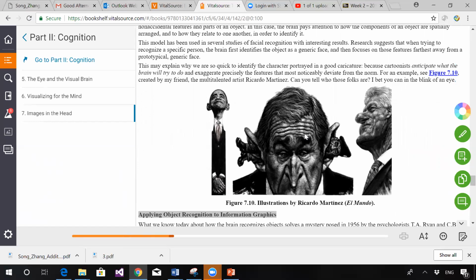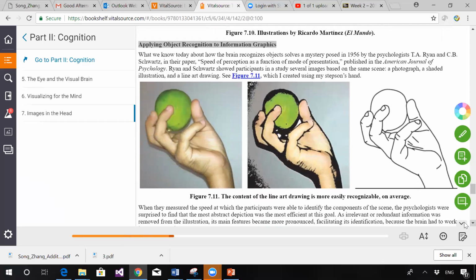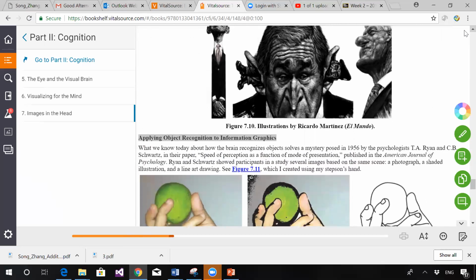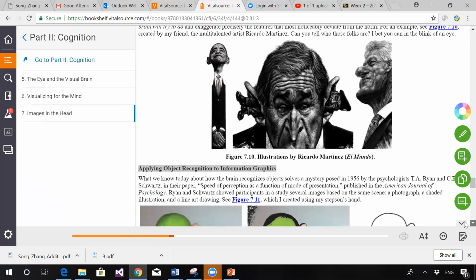Okay, and this picture also shows that these features may also include how one part is connected to another one, how one part is close to another one. Basically, these images are twisted, but still we would recognize who they are. So it is arguing that one of the features is how the body parts connect to each other.